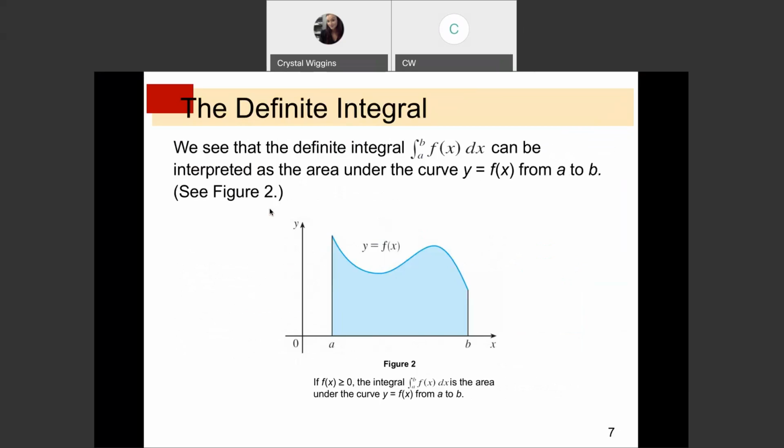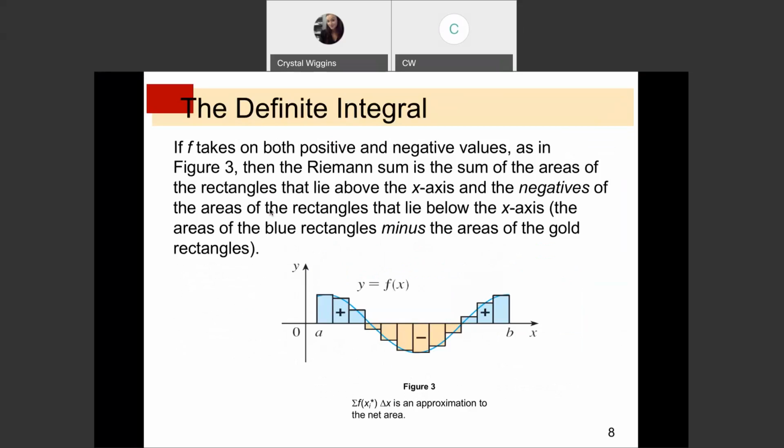We see that the definite integral can be interpreted as the area under the curve from A to B, as we practiced in 5.1. If f takes on both positive and negative values, then we are actually subtracting the area that falls below the x-axis. So this picture is great.